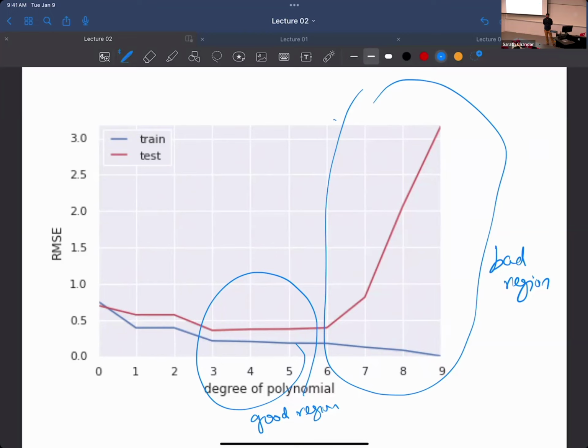So why is that not happening? Why is it that when I use a 9-degree polynomial, I'm not finding the better solution? Because there's clearly a better solution. Whatever solution you find here is not the best solution for 9-degree. The best solution for 9-degree is actually setting 4 to 9 degrees to 0 and just using the first 3 degrees. That's going to give me much lower test error, right? So why is that not happening? Question or comment?